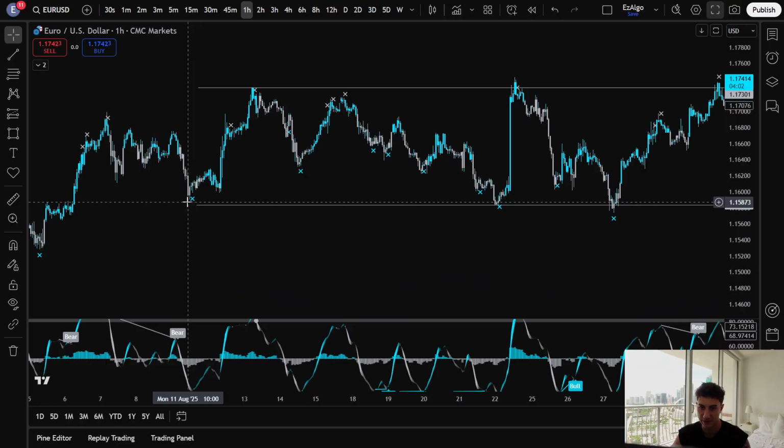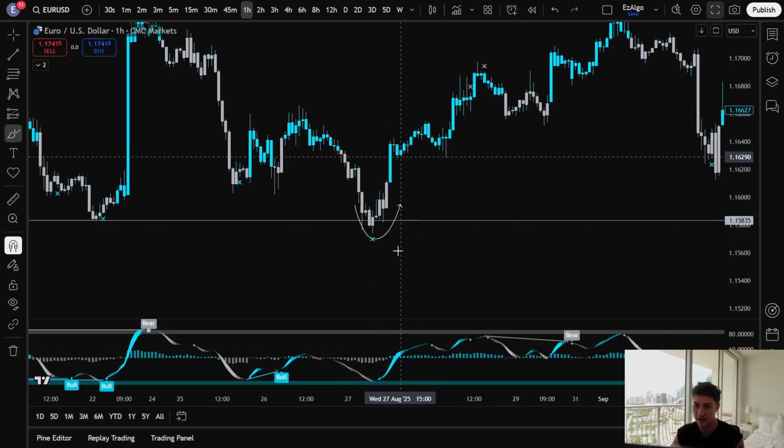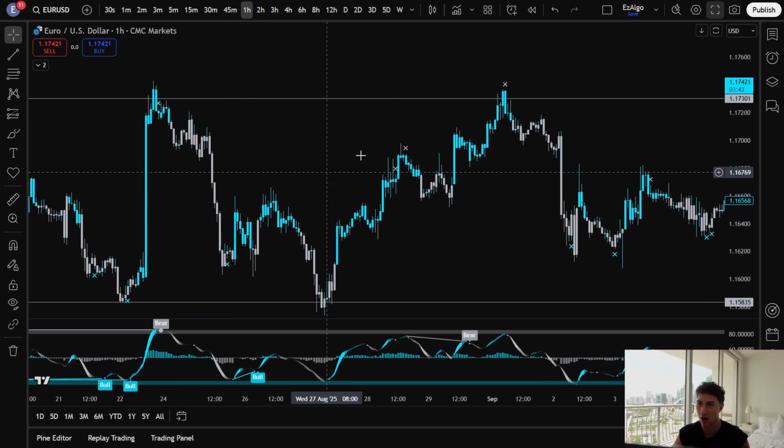So again, right, we have this clear range low right here. We come below this low here, again, anticipating that manipulation move. We get the buy dot on the EZ Algo indicator, buy dot on the oscillator. Boom, price goes in the opposite direction.